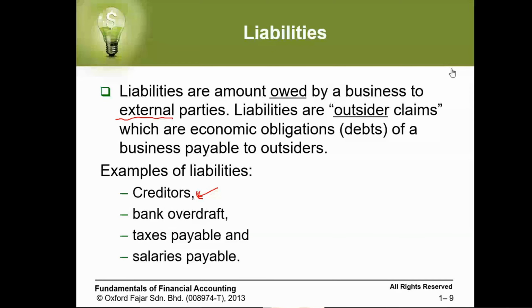Or maybe we don't pay the rent directly, we sometimes delay the rent. Also the landlord will be a creditor for us. Bank overdraft, if we withdraw money from the bank more than our balance, is a bank overdraft. Tax payables and salaries payable, those are expenses we should pay in this accounting period, but we didn't pay. So those are expenses we should pay in this accounting period but we didn't pay, so we call them payable.